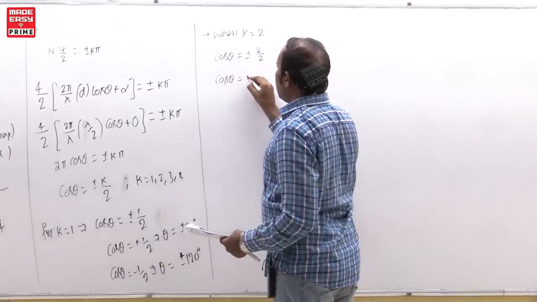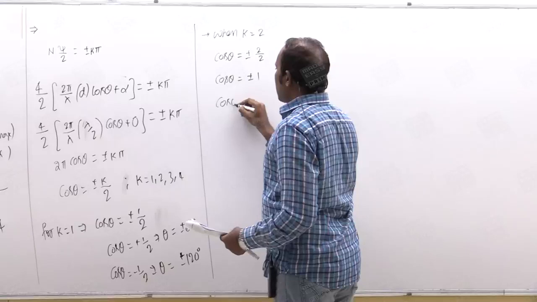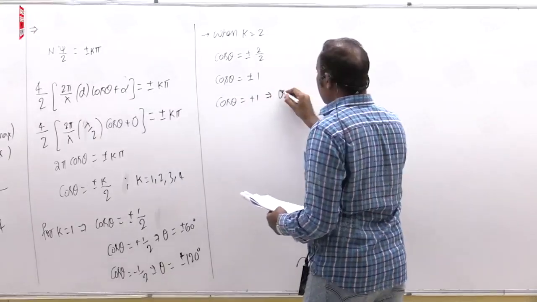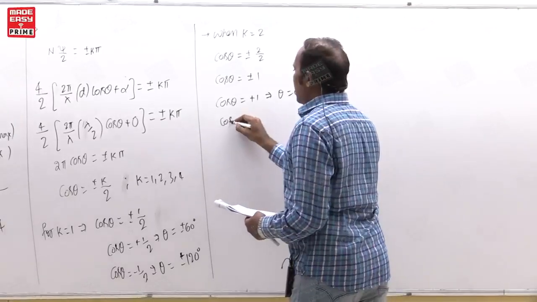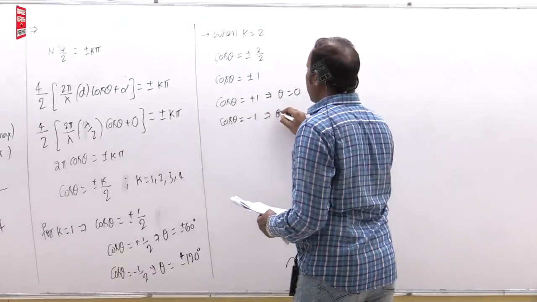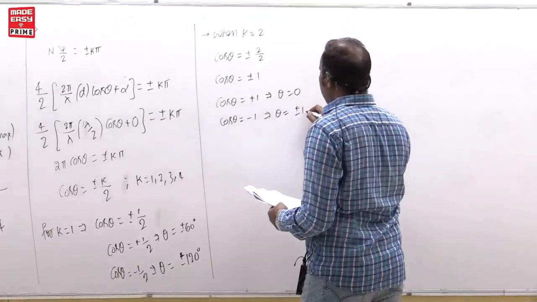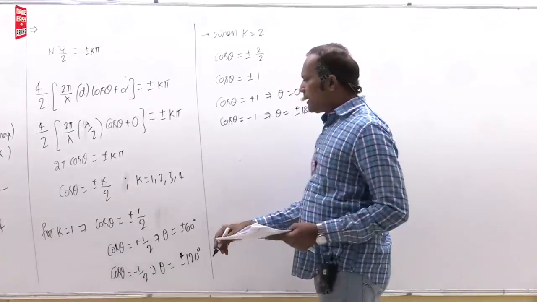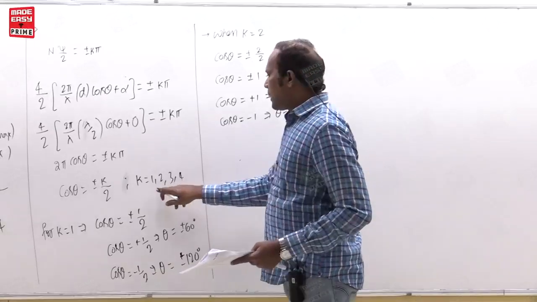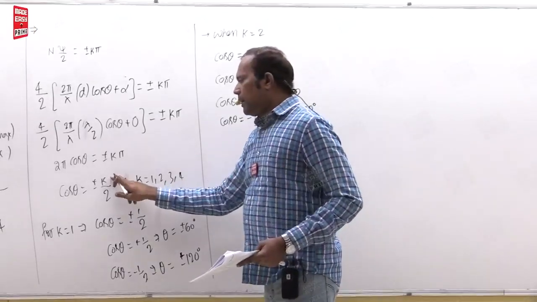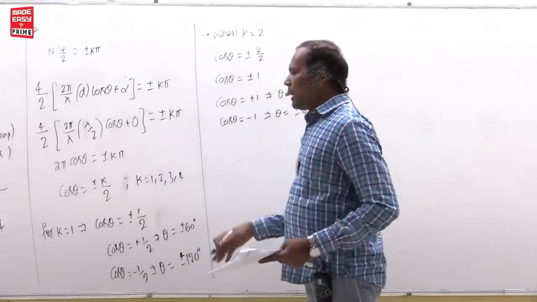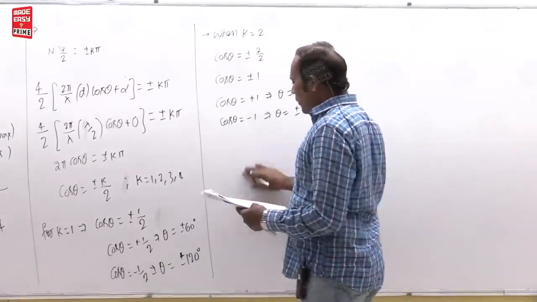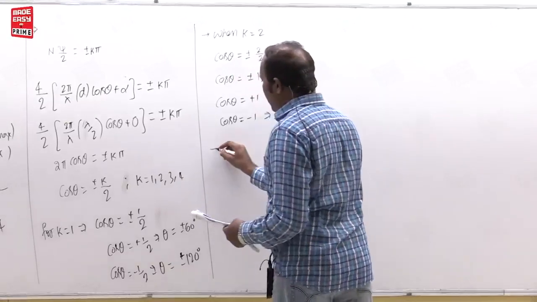That means cos theta is equal to plus or minus 1. Cos theta is equal to plus 1 implies what angle you get? Theta is equal to 0. When cos theta is equal to minus 1, it implies theta is equal to plus or minus 180 degrees, then you get minus 1. Then no need to take 3. If you take k is equal to 3 here, then 3 by 2 is 1.5. Cos theta can never become greater than 1. So you stop here. Now I am writing the conclusion from the above calculations.